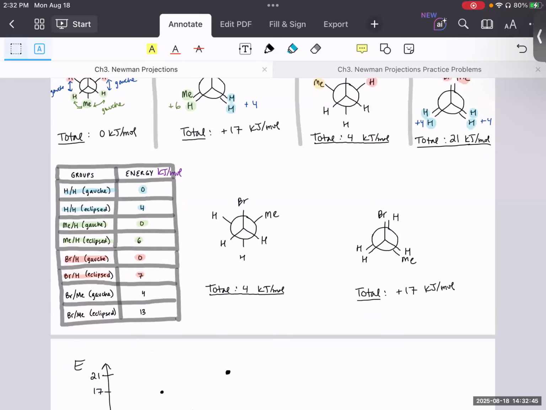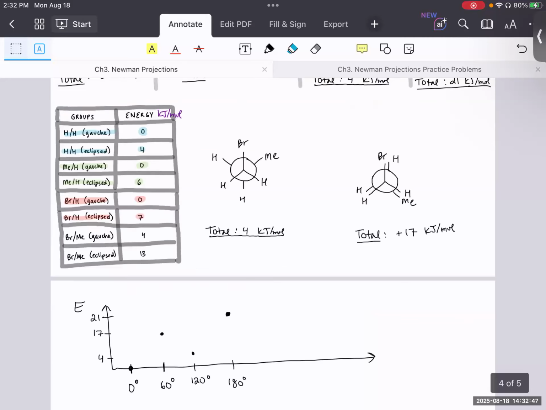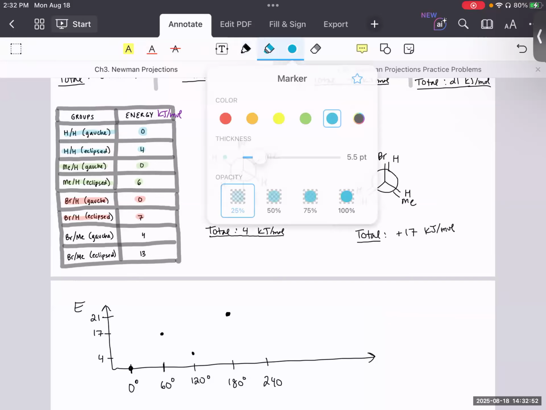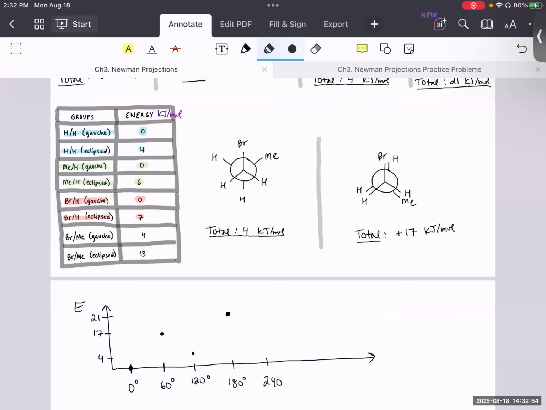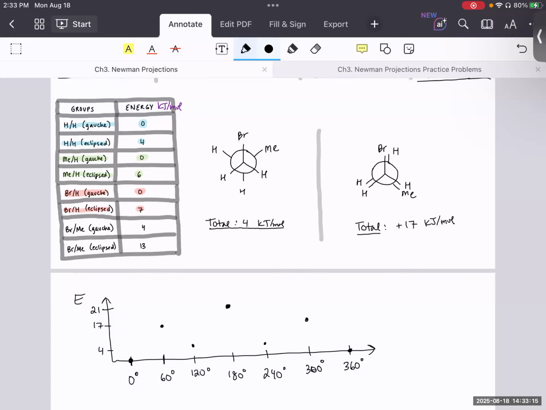All right, so now we can go back and draw in those two energies also. Once we rotated to 240, we end up with 4 kilojoules, then 300, which is that last state, ends up being back to 17. And then if we do a full rotation, a full 360, we end up back at 0. I'm not going to draw that out, but that's exactly identical to the starting state that we've had. All right, so now we can connect all of our dots.